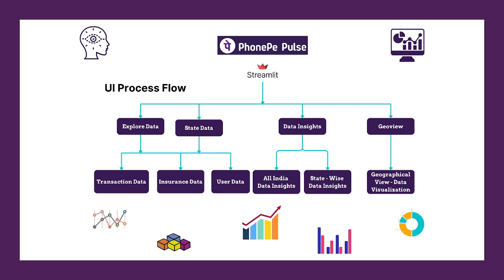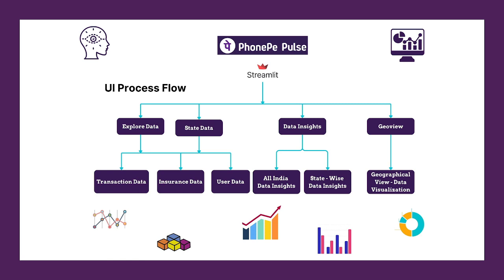So the website process will be like this. First we will have four tabs: explore data, state data, data insights, and GeoView. Under explore data and state data, we can see transaction data, insurance data, and user data. Explore data is to view completely about India, so one by one we can filter for every year and every quarter and see the data. Under state data, we can see each state. If we talk about Maharashtra or Delhi, we can filter year and quarter accordingly and see the data.